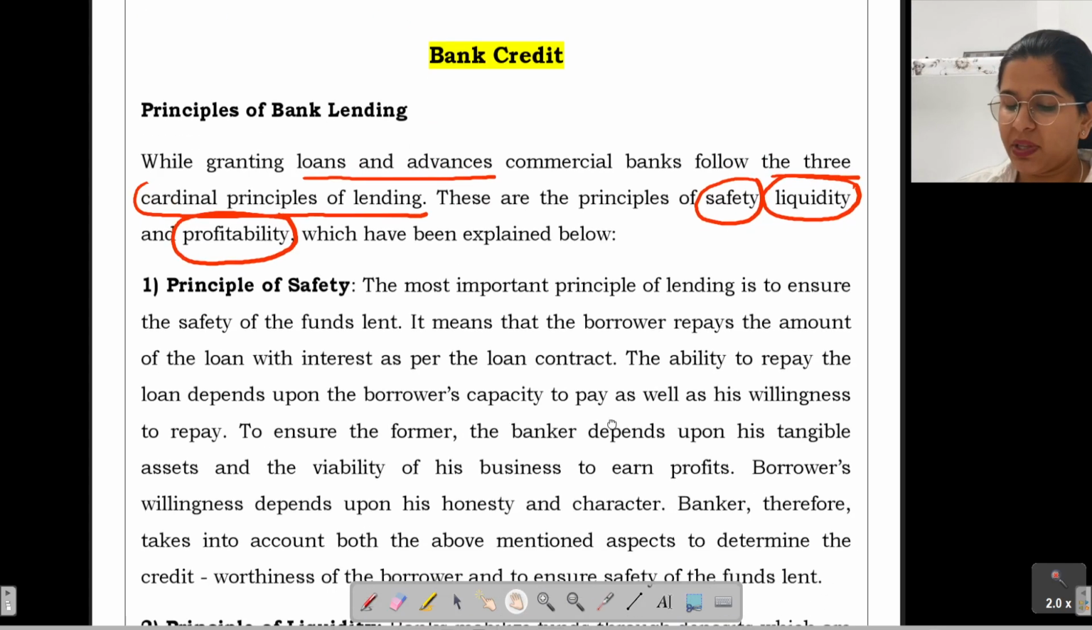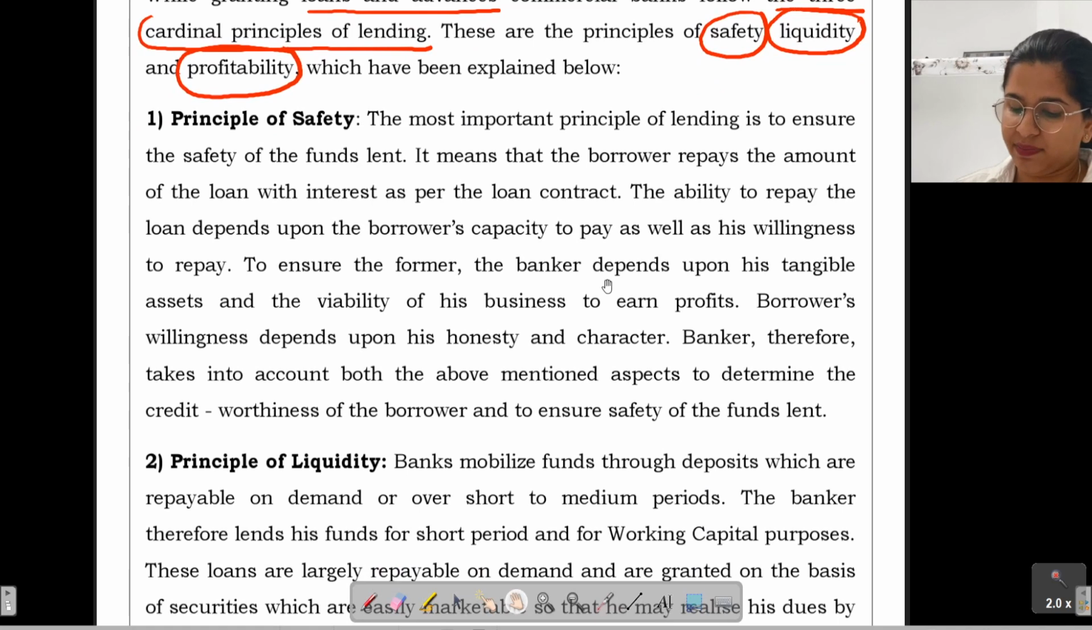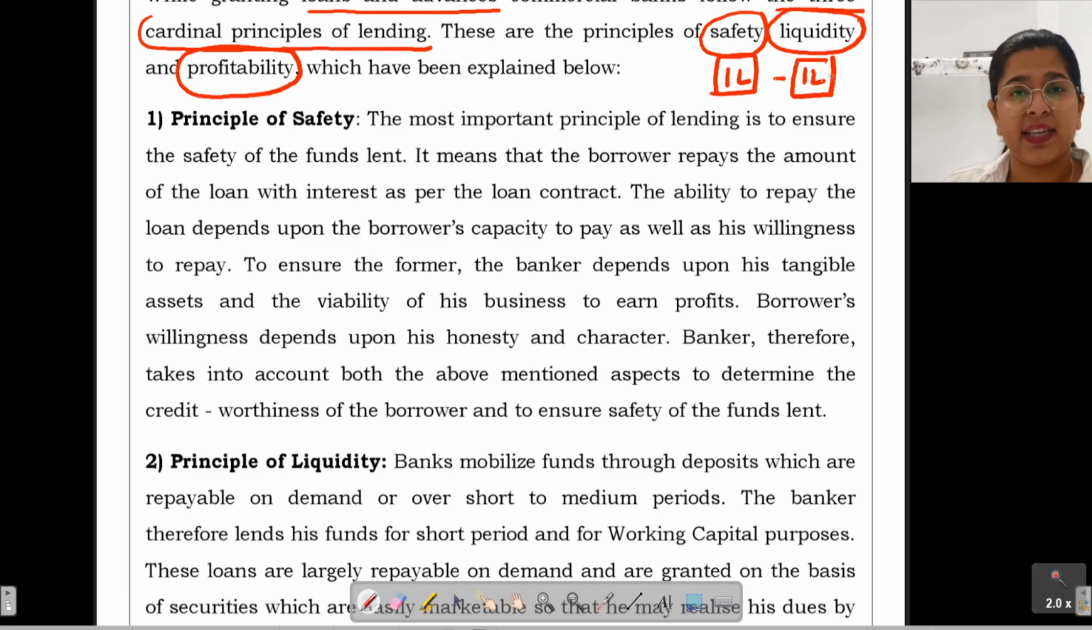Now let's start with the principle of safety, number one. Whenever you make an investment, being a normal investor, what do you want? You want safety of your investment. Suppose I have invested 1 lakh rupees, then I would like to have my 1 lakh rupees safe and secure, plus I would like to earn interest on it.